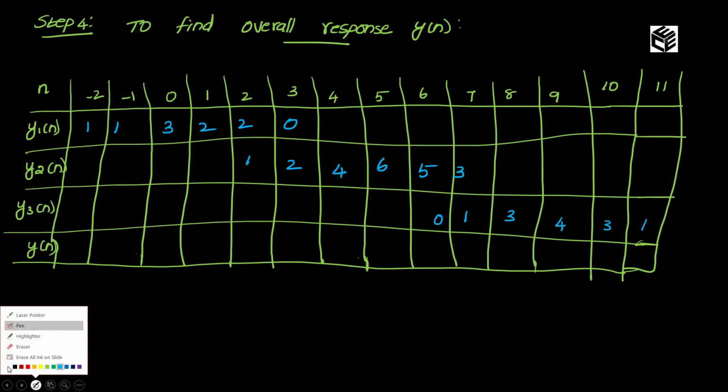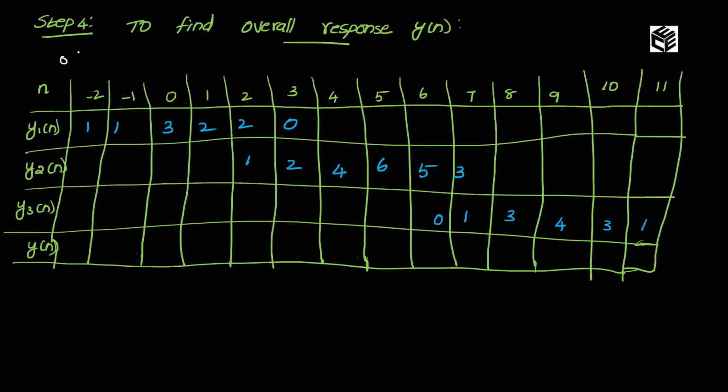What is the name of this method? Overlap save method, right? I need to find what are all the elements overlapping. Since I added 2 zeros at the initial position of x of n, my first 2 elements I am considering as overlapping elements and I am going to discard. And here also the overlapping elements are 1 and 2. So I am going to discard these 2. In a similar way, here the overlapping elements are 0 and 1. So I am going to discard these 2.